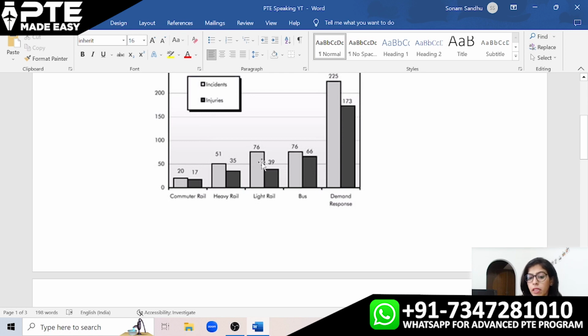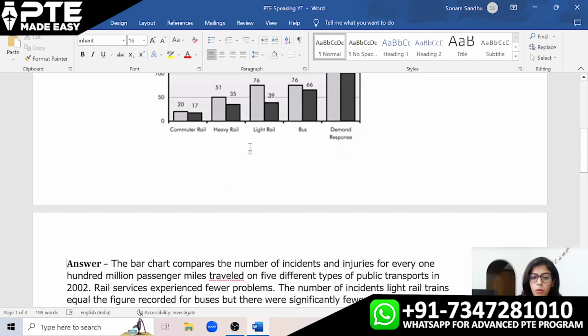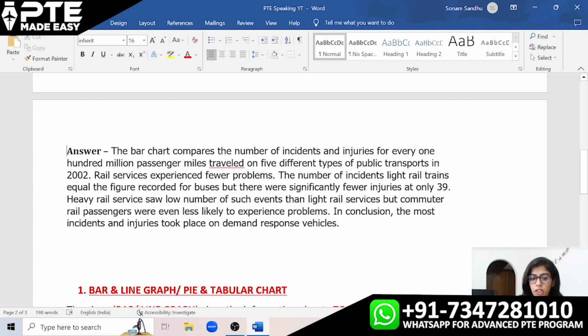Light rail and bus, these two have the same figure. Then these two are heavy rail and light rail. Injuries in heavy rail and light rail were quite similar to each other, with a minor difference of 4 in the injuries. This is something we have gotten to know. We'll not do this the traditional way. We'll look at the graph, we'll look at the answer. We have the answer, but we'll be using the template. But before that, just look at the answer in order to get to know how difficult this can be.